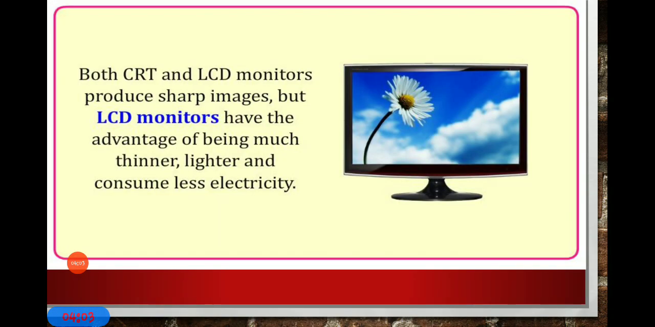Now the second type of monitor is the LCD monitor. Both CRT and LCD monitors produce a sharp image, which means a beautiful image. But LCD monitors have the advantage of being much thinner, lighter and consuming less electricity. The difference is that an LCD monitor is thinner, lighter and consumes less electricity when you work on it.